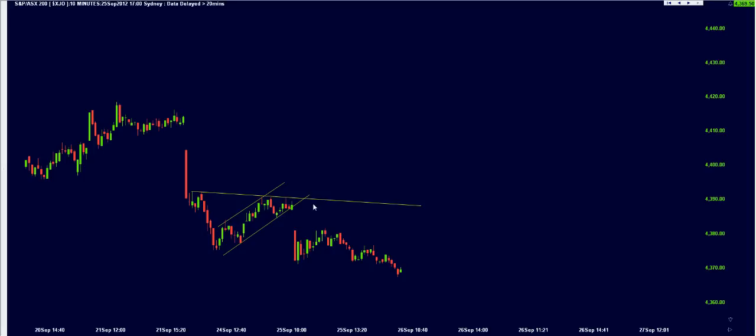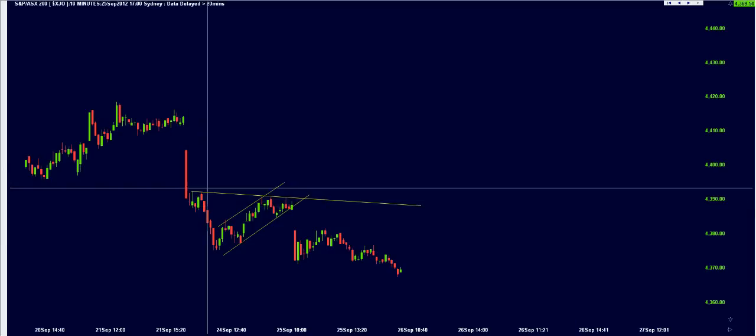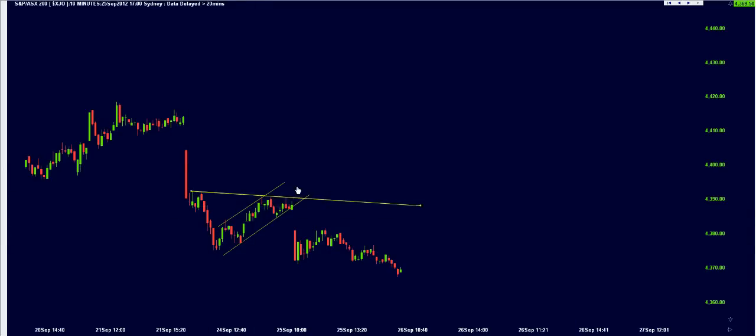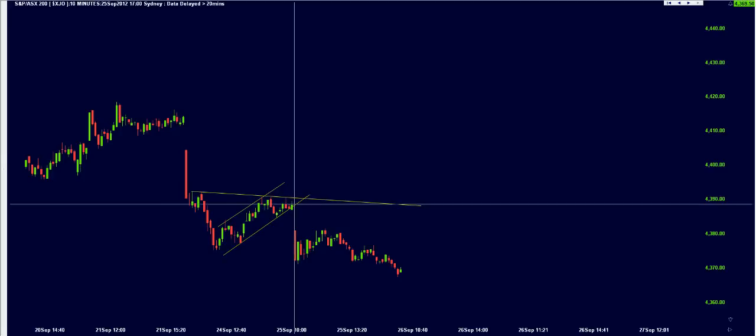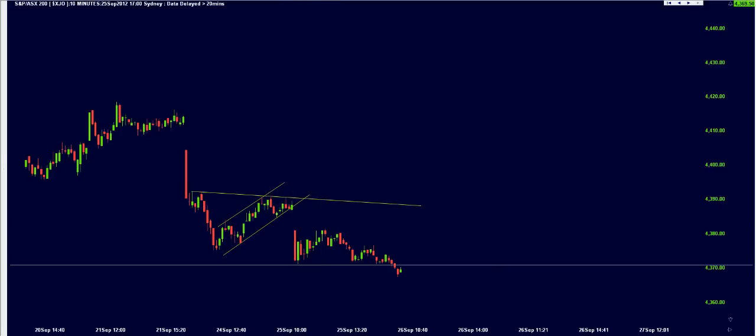Looking on the 10-minute chart here, in yesterday's video we were discussing whether this top line would break, and that we were looking at a potential little inverted head and shoulders pattern. Or, I said in yesterday's video, if this line breaks, expect that the markets will move down.